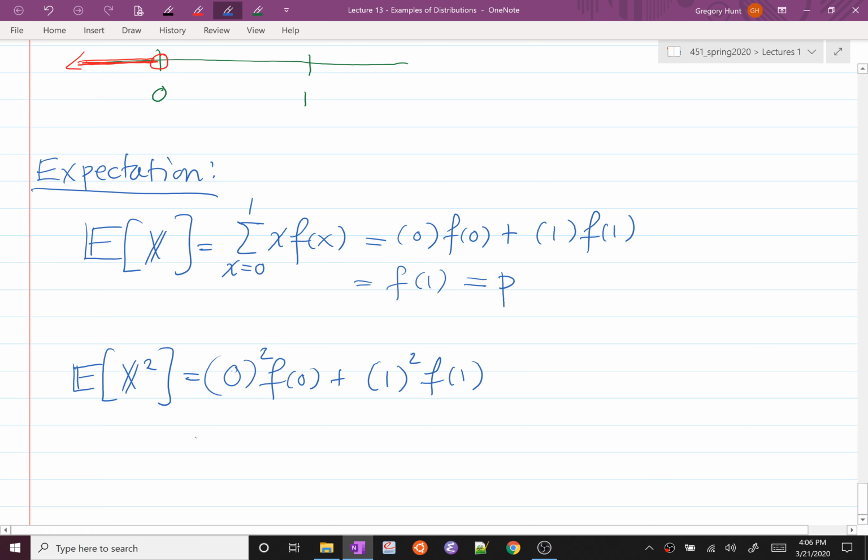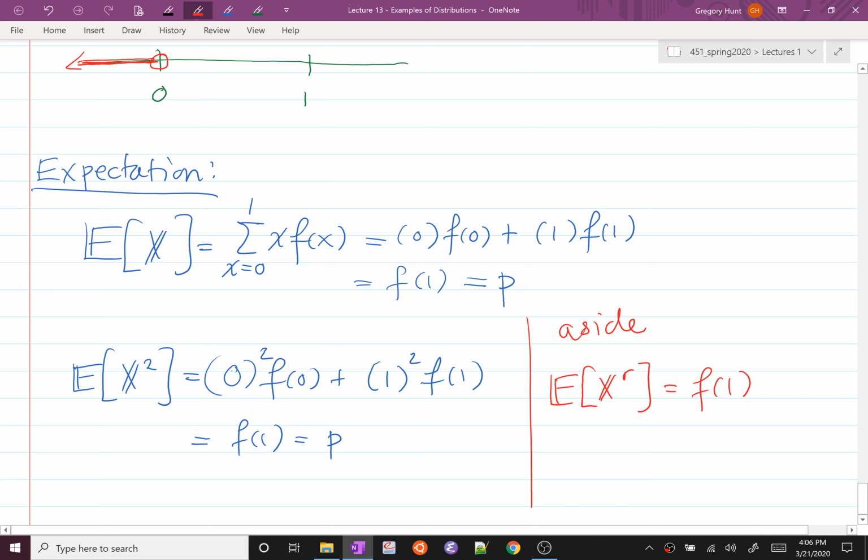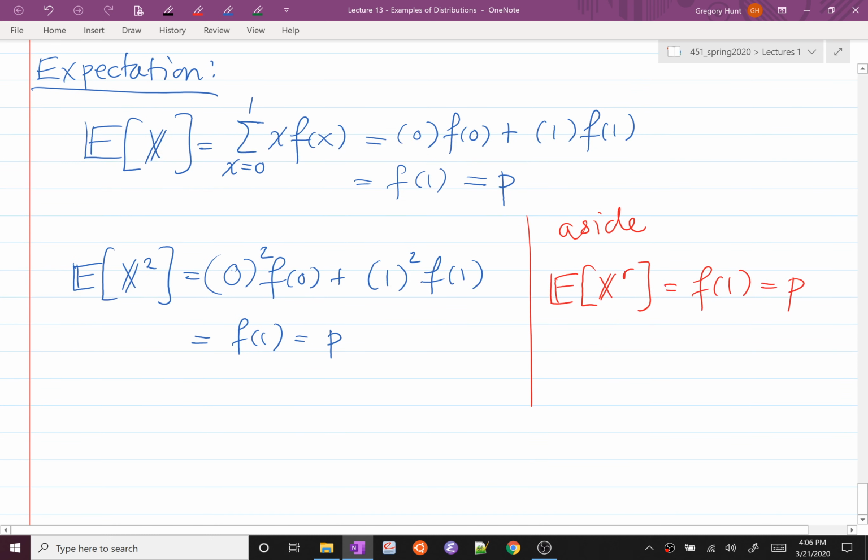Of course, that is just going to give me f of 1 again, which is p. Indeed, as an aside here, every moment of this thing is going to give me p. If I look at the expected value of x to the r, you can play that same game: 0 plus 1 to the r times f of 1 is p. So every single moment of this thing is p. That tells you something about what the MGF is going to look like when we derive that. So the expected value is p, the expected value of the square is p. And so this makes getting our variance pretty straightforward.